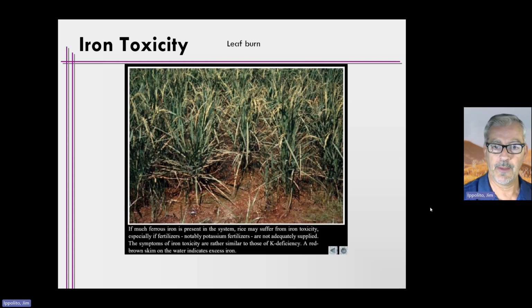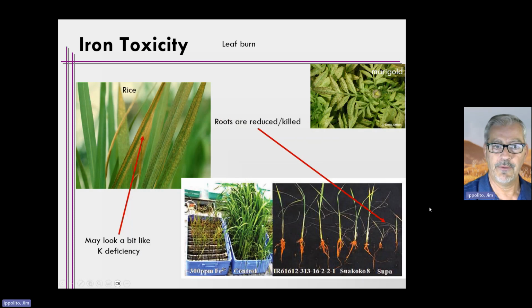So let me share with you a couple other pictures. If you were to look at the leaves up close, you would see leaf burn. Although it manifests itself along the margins of the leaf, when you look at all these leaves, it just looks different. You may suspect that this is a potassium deficiency, and you know what? It may actually be a potassium deficiency induced by excess iron. So the issue is excess iron.